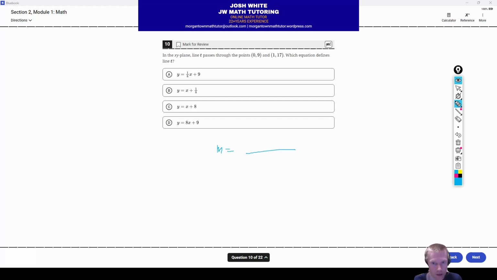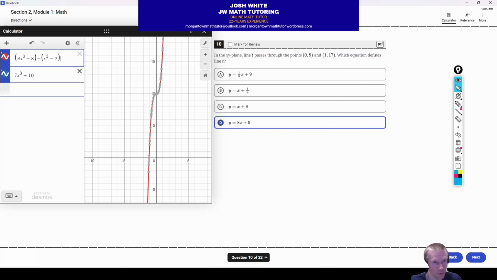First, I would find the slope. So I would do 17 minus 9 and then over 1 minus 0. So slope is just going to be 8 over 1. Right off the bat, I know it has to be answer choice D because that is the only line with the slope of 8. And also notice one of these points, 0, 9, this is the y-intercept. So 9 is the b value. So I know it has to be answer choice D, based on that as well.